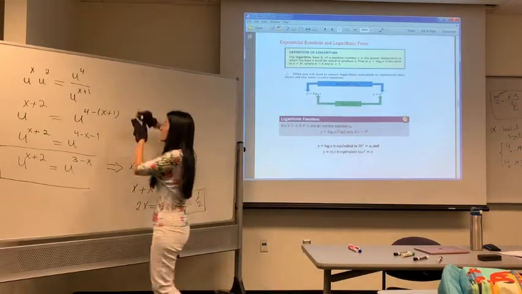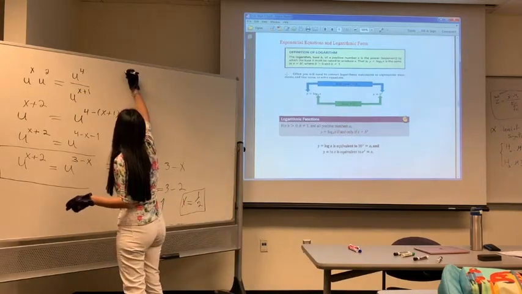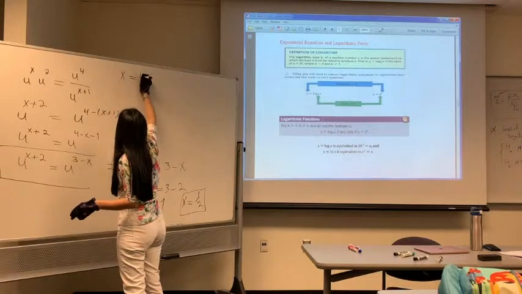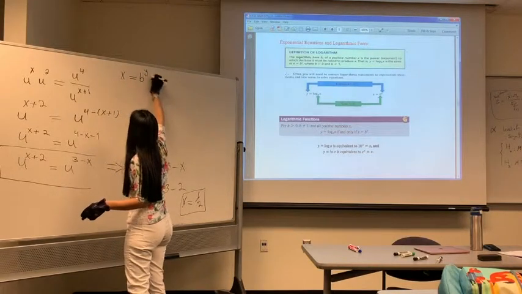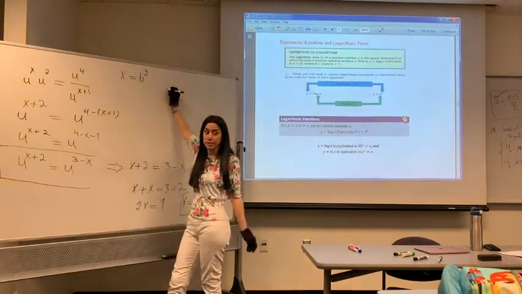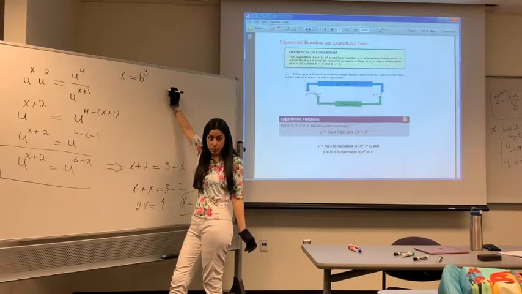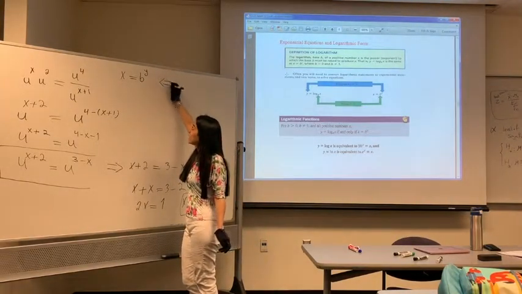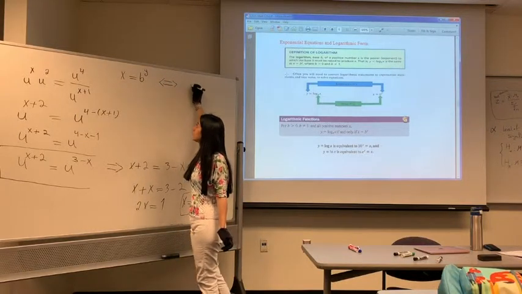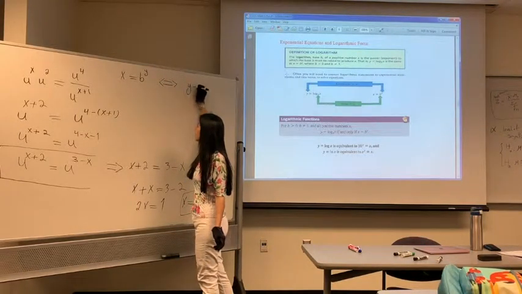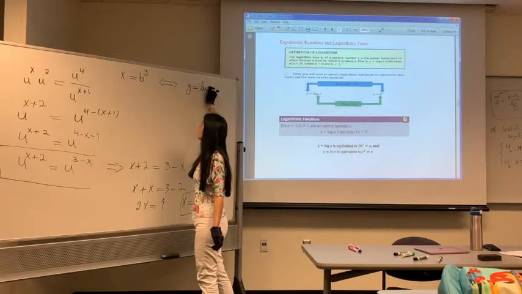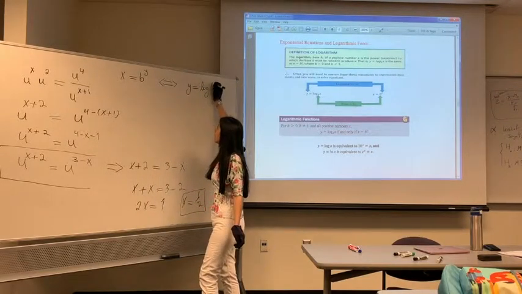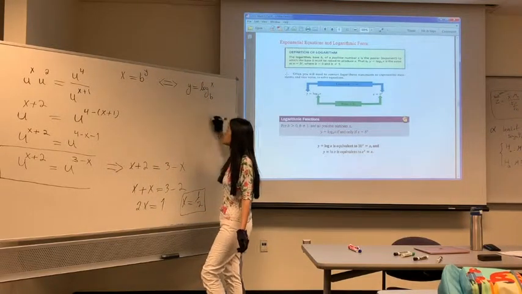So, if we have x equal to b power y, and now you know this is an exponential function, this will be exactly the same as y equal to log of x base b.